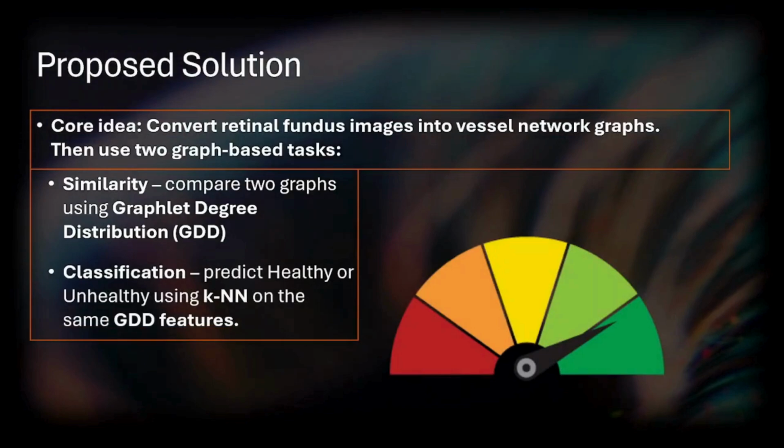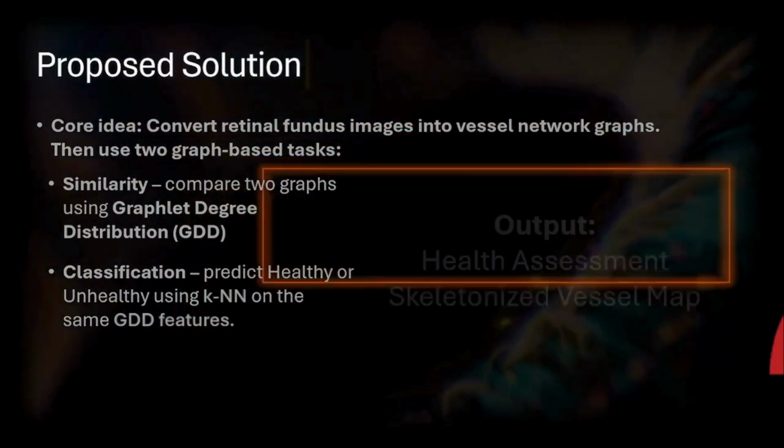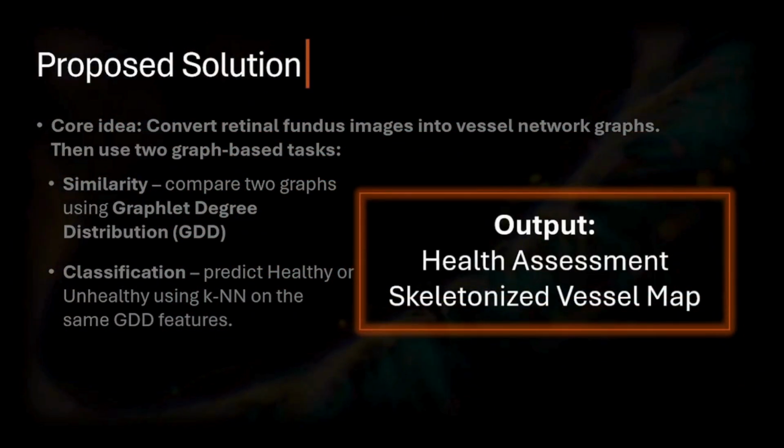Second, classification. Using the same GDD fingerprint, we train a k-nearest neighbor classifier on images we already know are healthy or unhealthy. When you give us a new retinal image, the system classifies it as healthy or unhealthy. It's designed to help clinicians in under-resourced areas get an instant automated assessment.